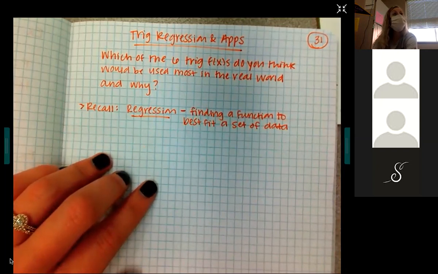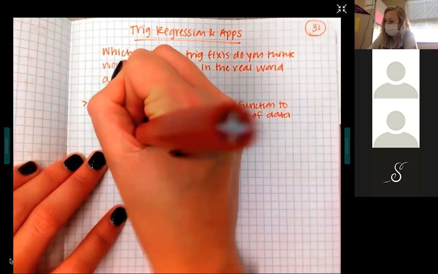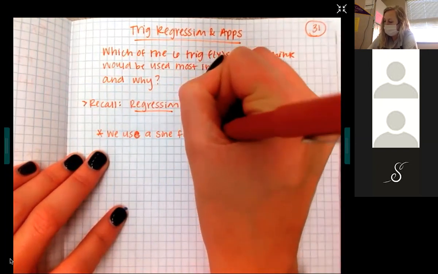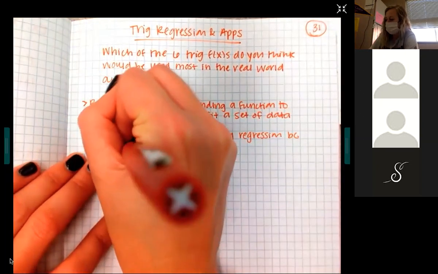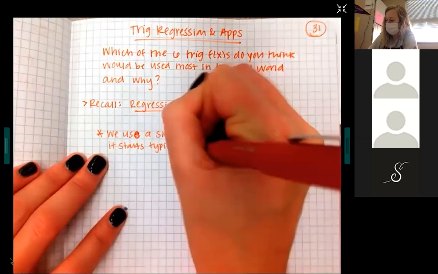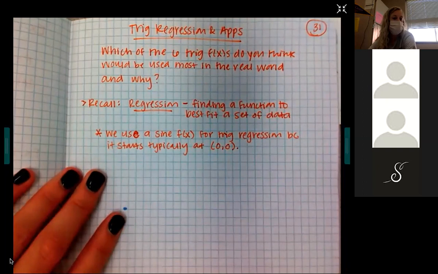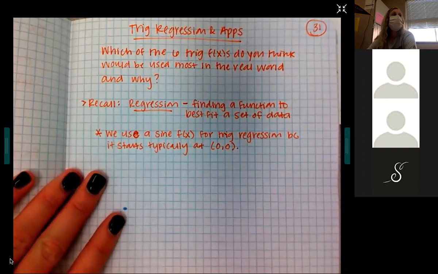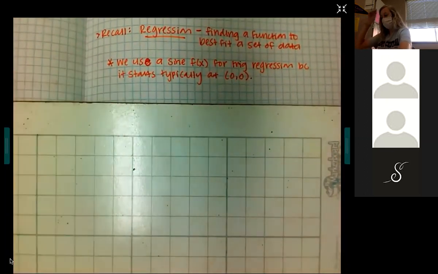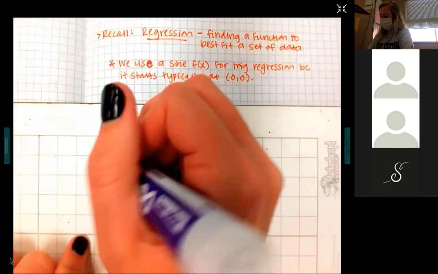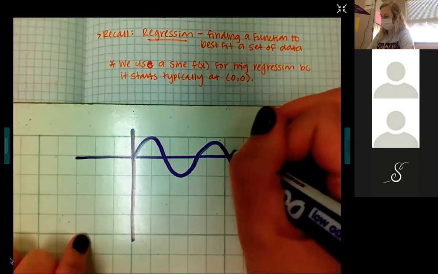Nah. So trig regression. We just said we're going to use a sine function for trig regression because it starts typically at 0, 0. I know that's not the best. I'm not a great artist.